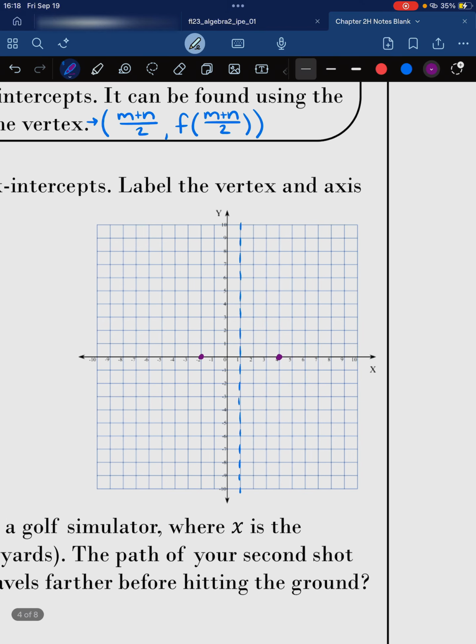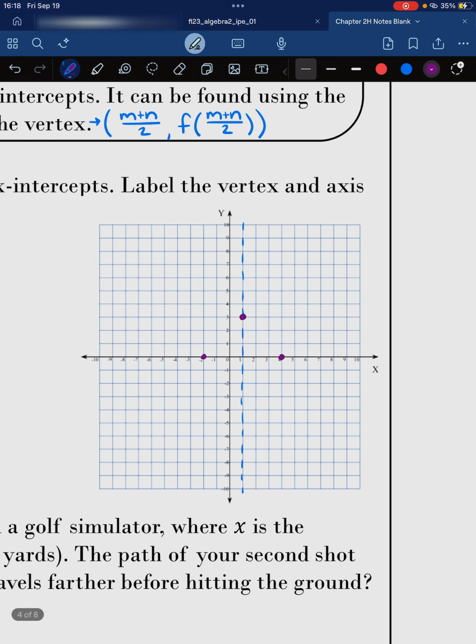So let's go ahead and put that on there. (1, 3), and I'm going to label it. I'm going to go ahead and label my axis of symmetry. And I can already tell, just from these two pieces of information, that I have a downward facing parabola.